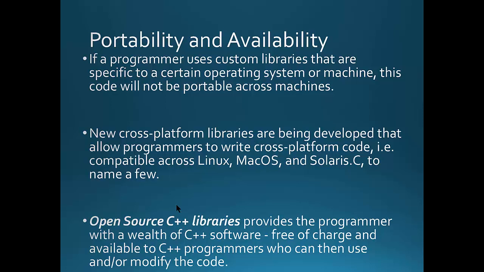One of the challenges with developing software is portability and availability. There are C++ libraries that are developed to be cross-platform, which means that you can write code that runs on multiple machines. There's also open source. One of the nice things about C++ is there's a number of open source libraries where programmers have provided you code that's free of charge for you to use in your program, and you are free to use and modify that code.